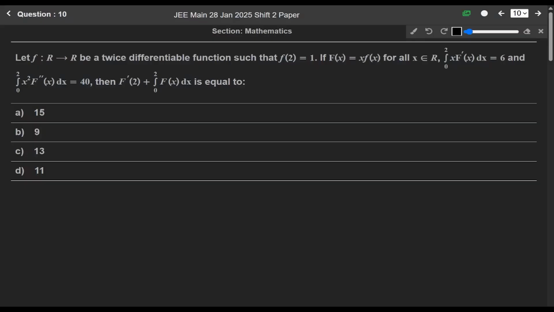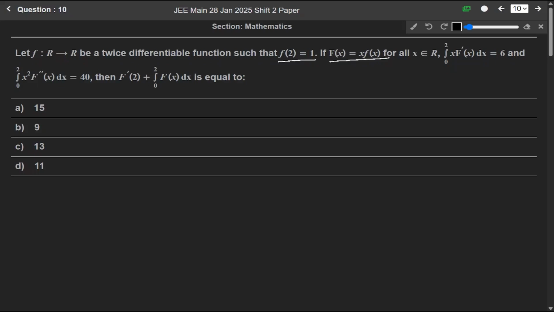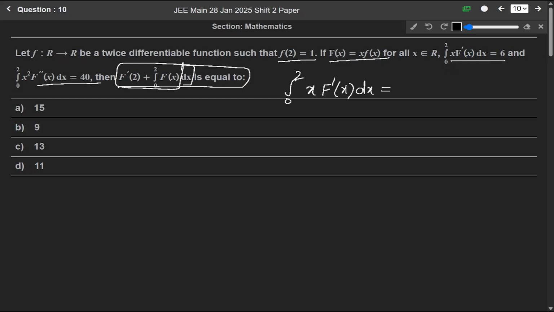Now question number 10. Let f be a function from R to R, a twice differentiable function such that f2 is equal to 1 and f'(x) equals x f(x) for all x belongs to R. Then the integral from 0 to 2 of x f'(x) dx is 6, and the integral from 0 to 2 of x square f''(x) dx equals 40. Then we have to find the value of this function. Now we are given that the integral from 0 to 2 of x f'(x) dx equals 6.